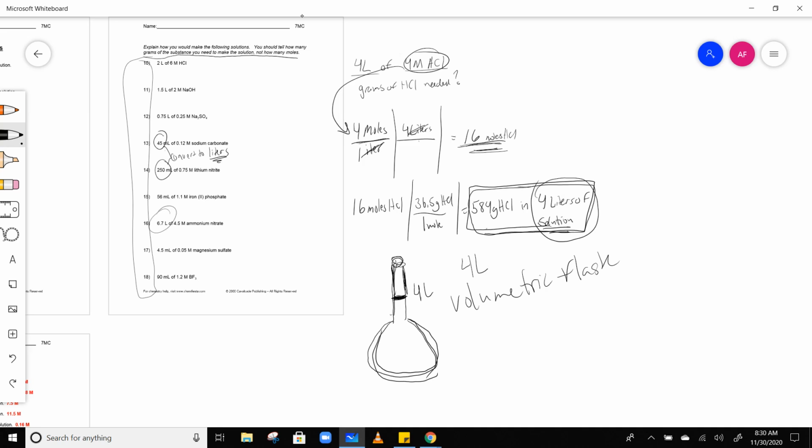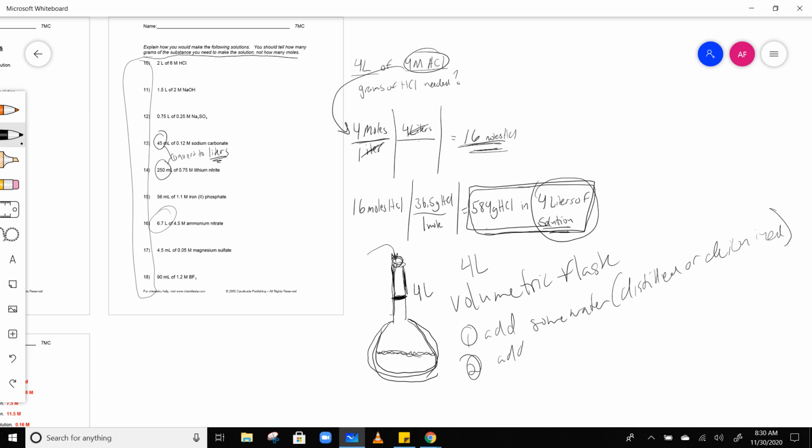But what we do first, we add a little bit of water to it first. So step 1 would be add a little bit of water. Just a little bit. And then we would add the HCl, the solid. So step 1, add some water. And we're going to use distilled water, or deionized water. It's called deionized water. So pure water with nothing in it. Okay, so we'd add a little bit of water to it.